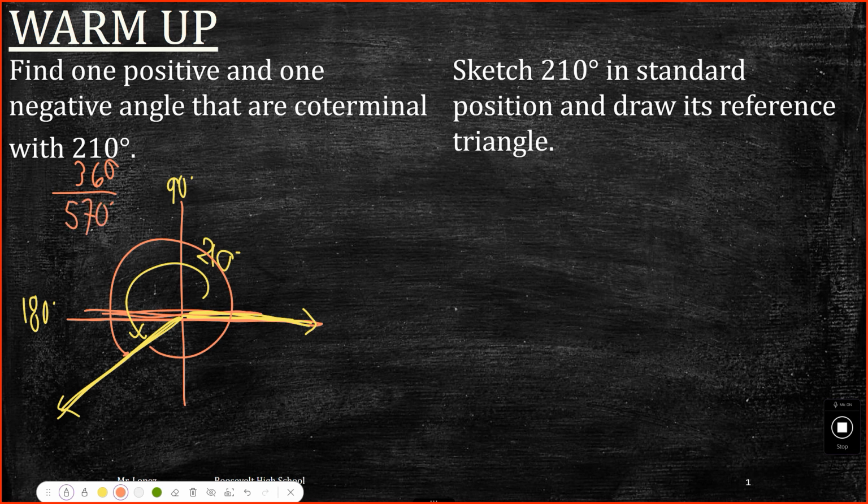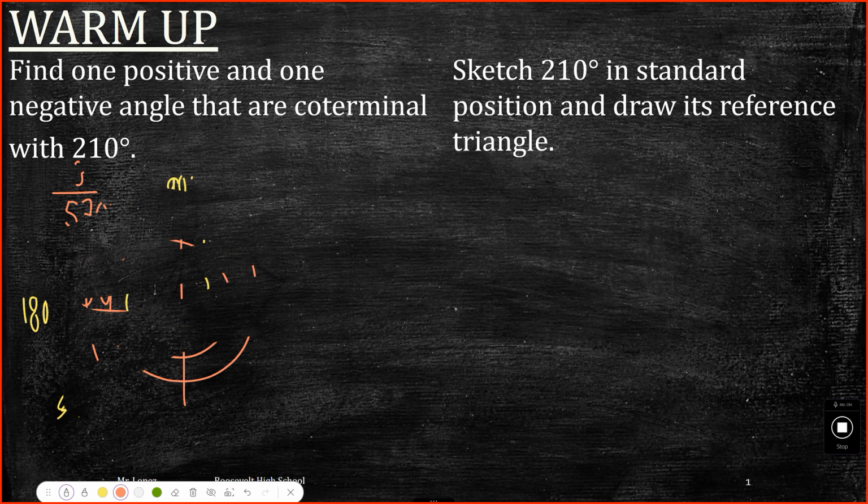Another one would be, if I continue on, add 360 if I wanted to get another one. What's that, 930? Is it? So that's going another revolution, and then there's an infinite amount of answers. So that's one of them.